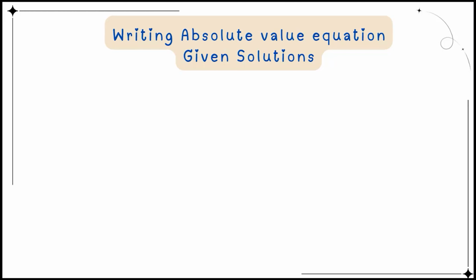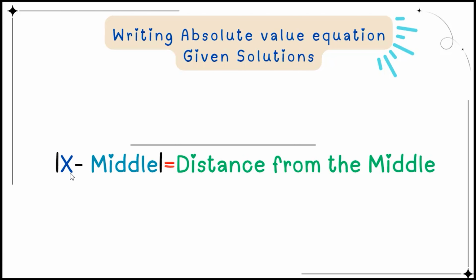Today we have a new lesson about writing an absolute value equation from given solutions. First, to write an absolute value equation, you should memorize this formula: absolute value of x minus the middle, the number in the middle, equals the distance from the middle. Then to write the equation, we need to find the middle point and the distance from the middle.